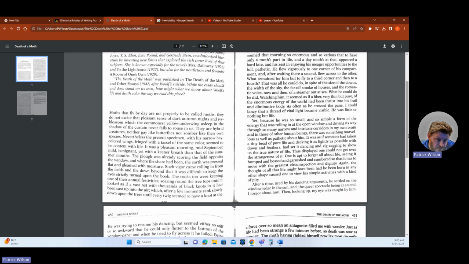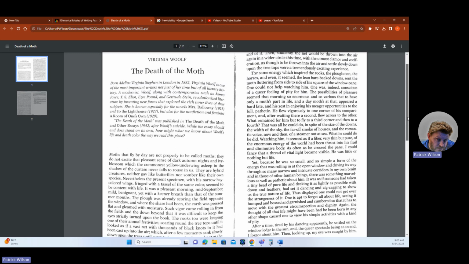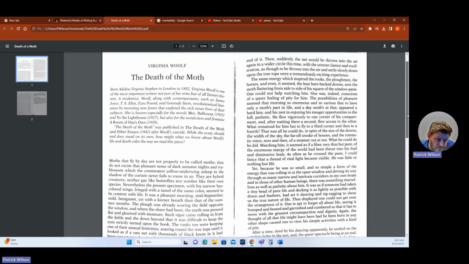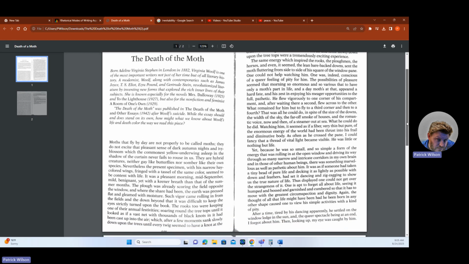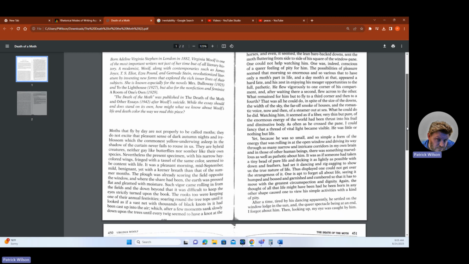So a good contrast there between what is going on outside of her particular room or her house and what's going on inside her particular house.